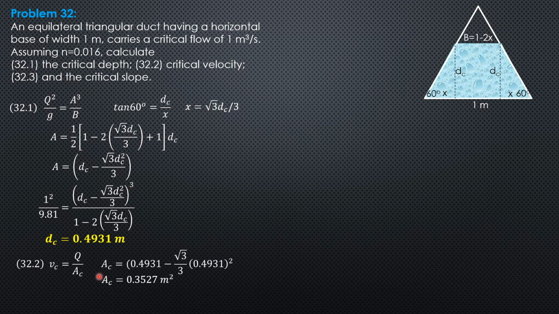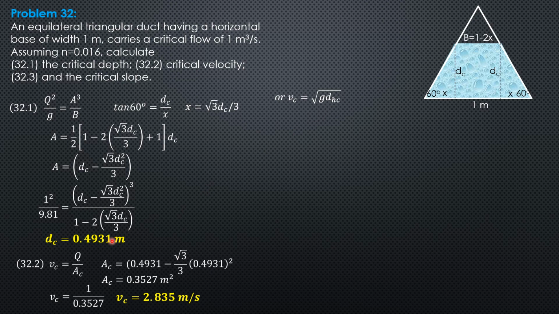So therefore, V sub c is 1 divided by 0.3527. So the critical velocity is 2.835 meters per second. Or we may use the direct formula, square root of g times critical hydraulic depth, as an alternate solution, so that you will be exposed to different ways.